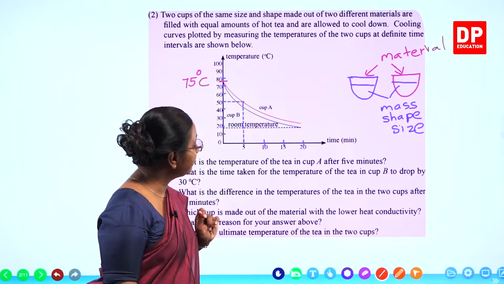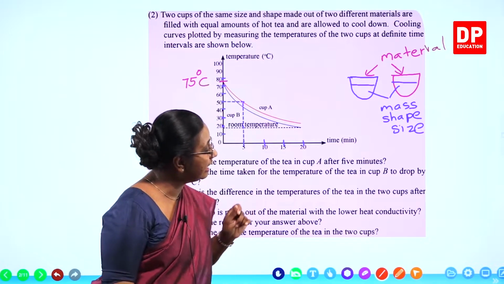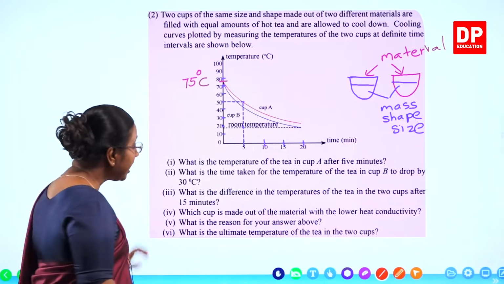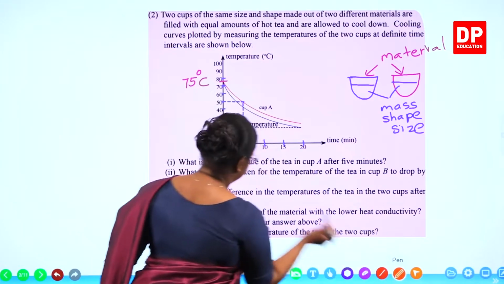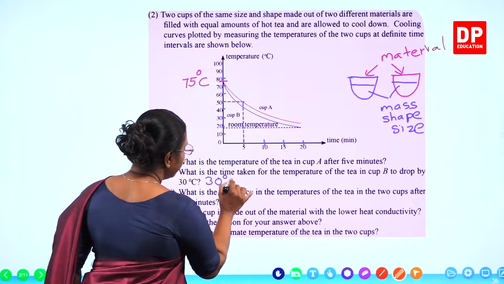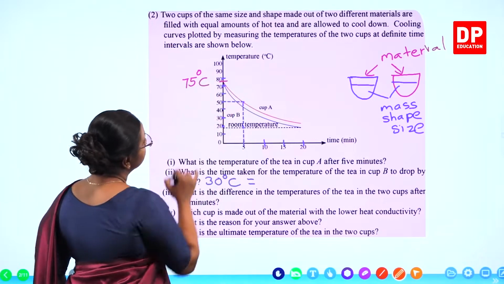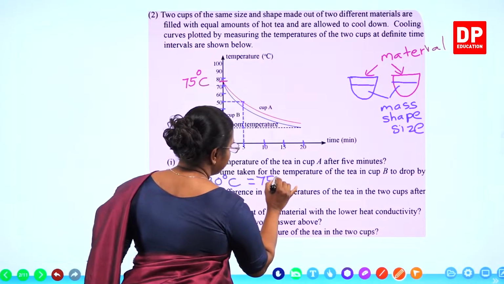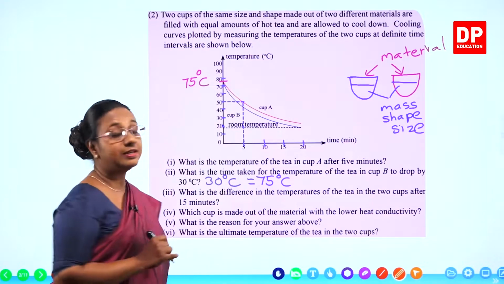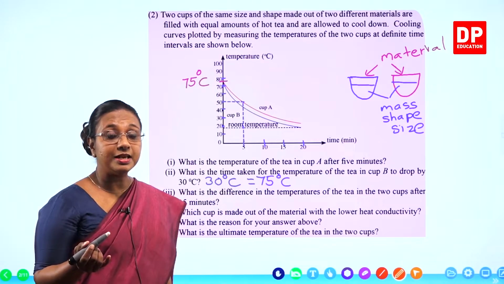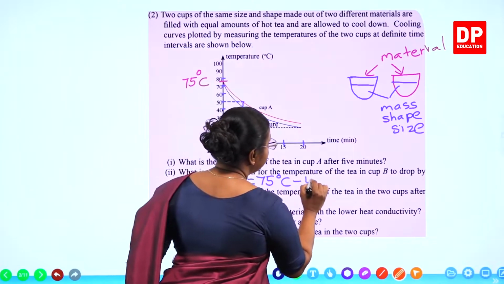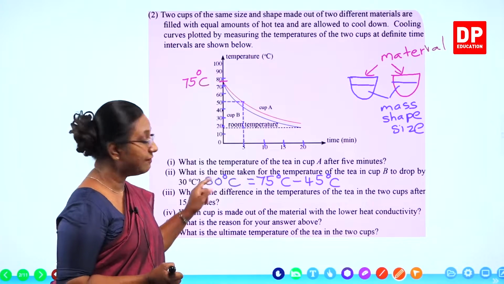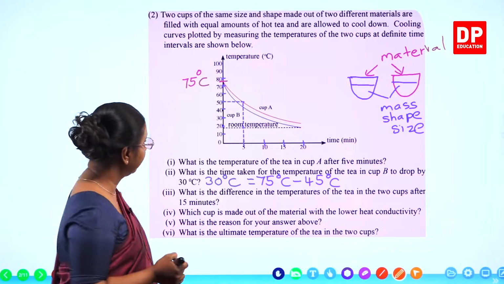Then what is the time taken for the temperature of the tea in cup B to drop by 30 degrees Celsius? So the change has to be 30 degrees Celsius. The initial temperature, as I told you, we will take as 75 degrees Celsius. So for the drop to be 30 degrees Celsius, what should be the final temperature? It should become 45 degrees Celsius. So 75 minus 45 will give you a difference of 30 degrees Celsius.